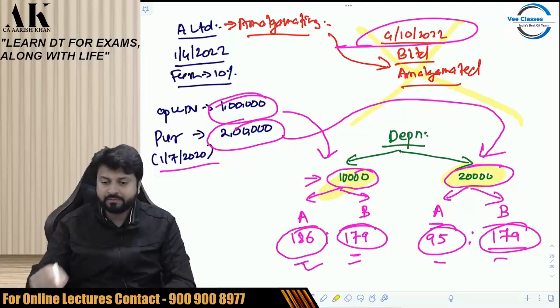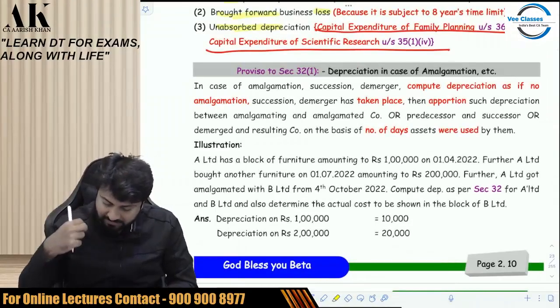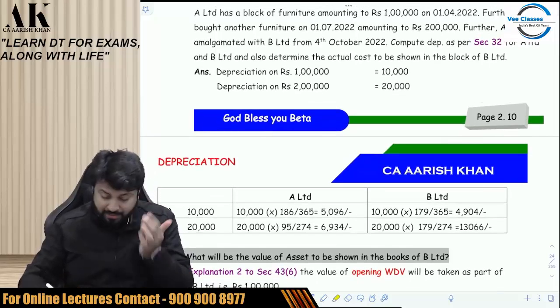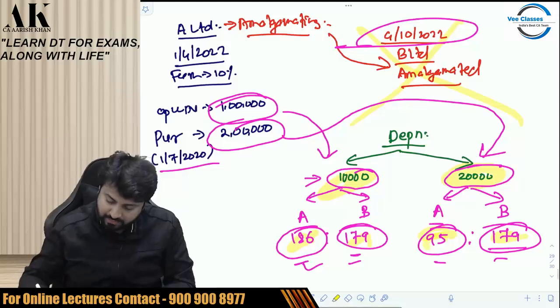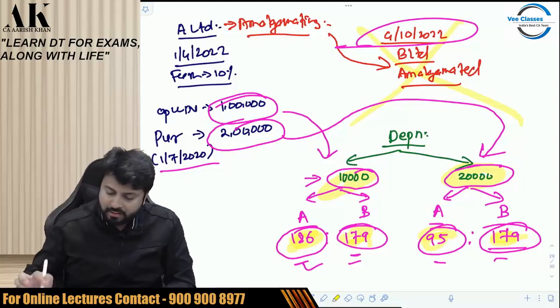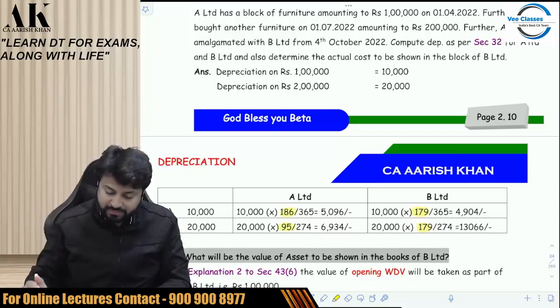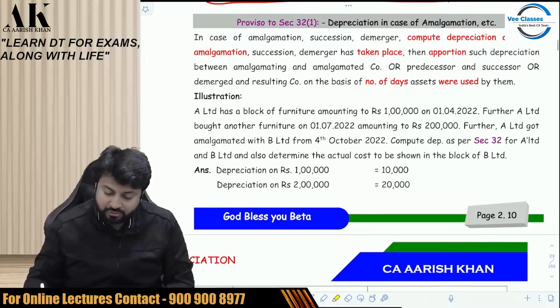Once it is computed, then you are supposed to segregate between both of them on the basis of number of days the assets are used by them. This is what is given here also. The example is here also. You can see over here, 186 is to 179 and 95 is to 179. You need not copy this particular example. It's all fine. I have done this in the textbook also.